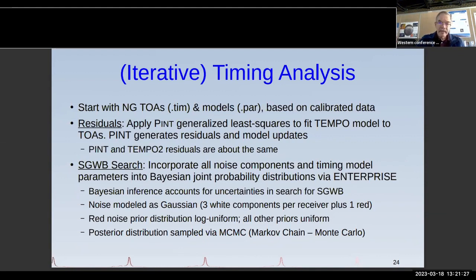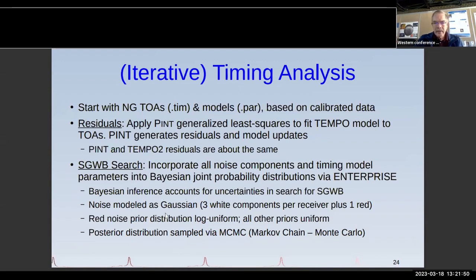I ran some simple cases for one pulsar, and it would take 12 hours on this 32-core computer. And at the end of 12 hours, I found out I didn't know how to do the modeling. I had bad results. I got to do it again. So it takes quite a bit of horsepower to do that. But the Bayes inference model accounts for the uncertainties in the search.